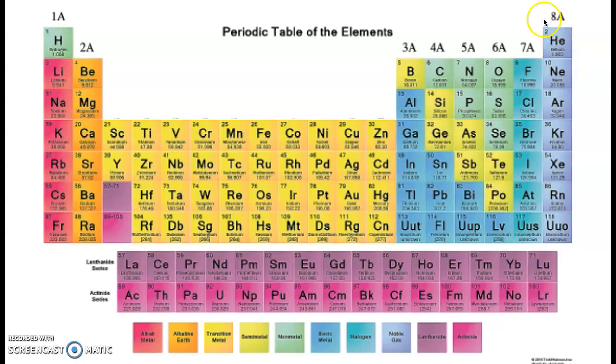Let's take a look at the periodic table in front of us. So let's look at lithium. It's in group 1, so it has one valence electron. Now let's think. Which is easier to make this atom happy? Gain 7 electrons or just lose 1? Of course, just lose 1.